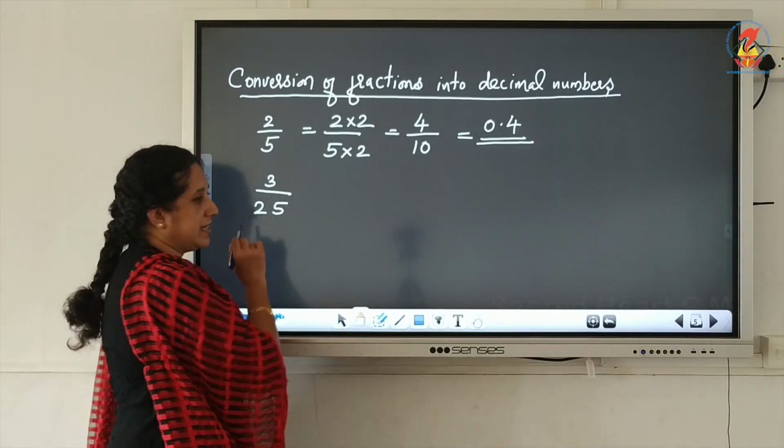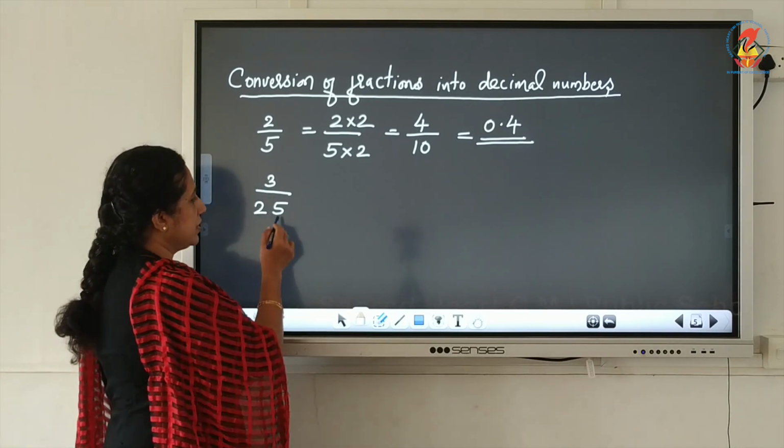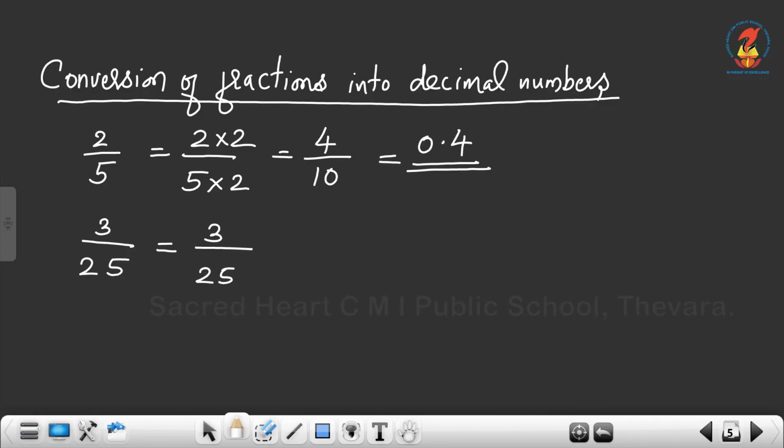So making it into 10 is not possible. So the next number is which one? 100. Can we make it in the denominator as 100? 3 by 25. So when you multiply 25 with 4, 25 into 4 is 100. Therefore 25 into 4. So multiply numerator also with 4. So 12 by 100. So 12 by 100 is the decimal fraction. So equivalent decimal fraction of 3 by 25.